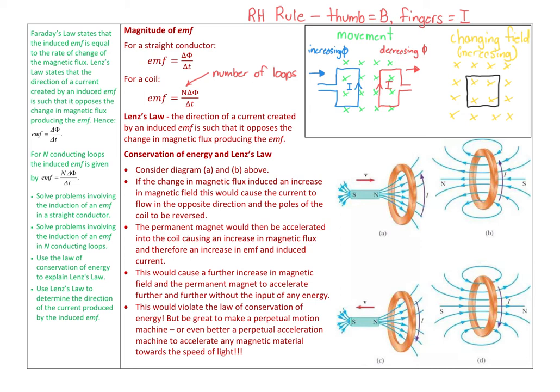So in this case, the thumb would come out of the page because it's increasing, so it's trying to oppose that, or out of your screen. With your right hand, you look at your fingers, they curl now in an anti-clockwise direction, so the current would flow that direction there through that wire. We're going to look at these a little bit more in detail.